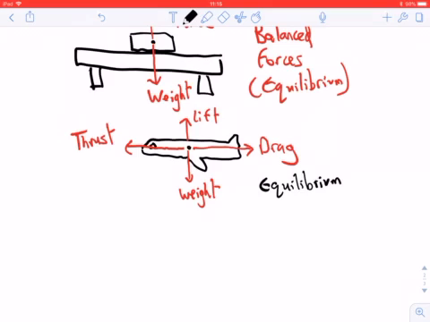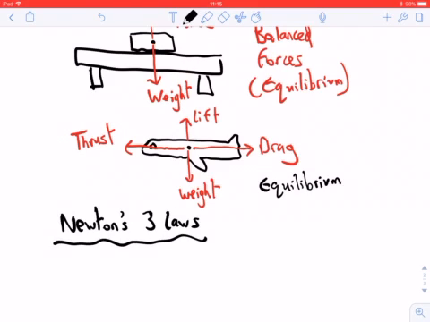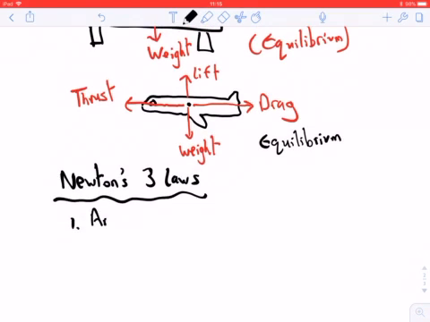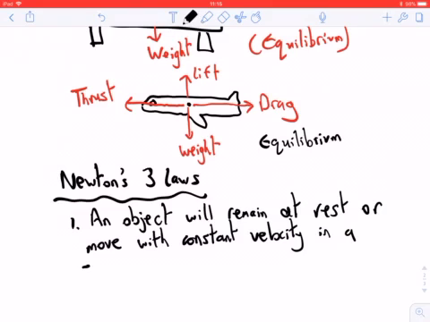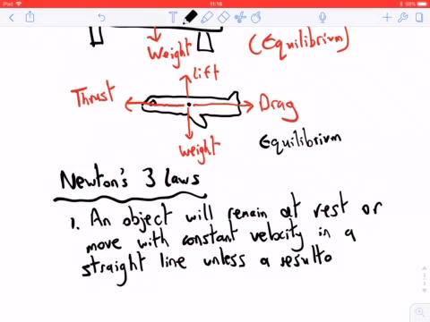Now, the laws that govern forces were worked out by Isaac Newton and summarised as three laws of motion. And the first law simply says that an object will remain at rest or move with constant velocity in a straight line unless a resultant force is acting on it.